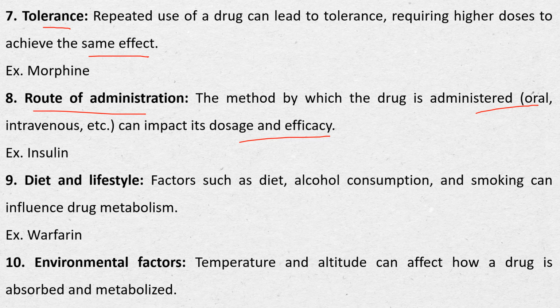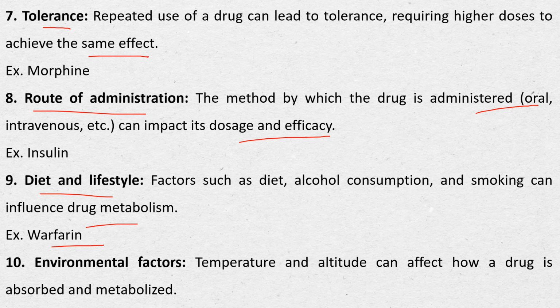Next is diet and lifestyle. Factors such as diet, alcohol consumption, and smoking can influence drug metabolism. For example, let's see warfarin. Warfarin's effectiveness can be influenced by diet and lifestyle. Eating foods high in vitamin K like spinach can reduce warfarin effectiveness, requiring dose adjustments. Similarly, lifestyle factors such as alcohol consumption can also affect how the drug works, necessitating careful monitoring and dose changes.